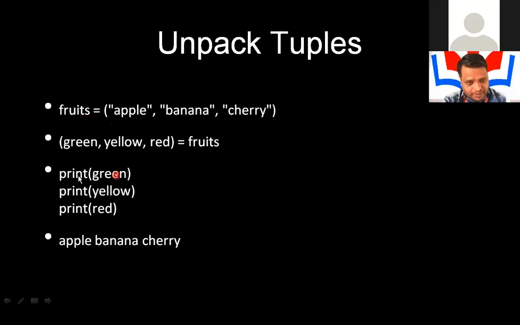Then I will be printing separately. I will not be printing apple here. I will be printing the names given here, which correspond to the elements mentioned in the fruits. So print green, print yellow, print red. Why green, yellow, and red? Because I specified them here. If you specify any other names, you can give those names in the print statement. When I give green, yellow, and red, you will get the output apple, banana, and cherry.